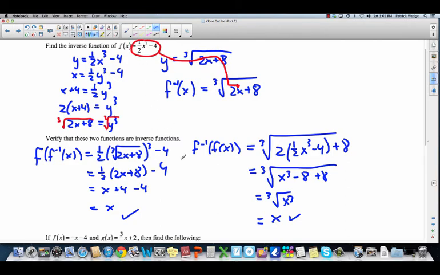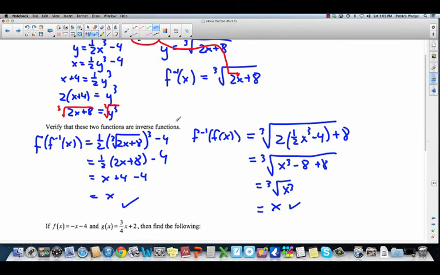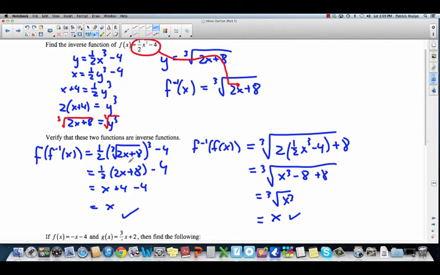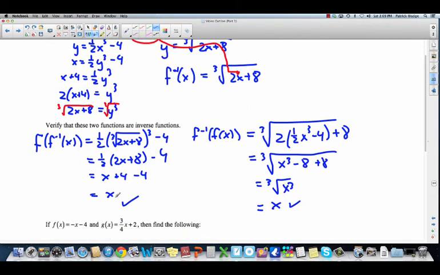You don't have to check your work like this. I mean, if you have extra time, you can check your work and make sure you always found the correct inverse function. Sometimes they'll give you two functions and say, are these inverse functions? And then you would do this. You must get x for both cases here.